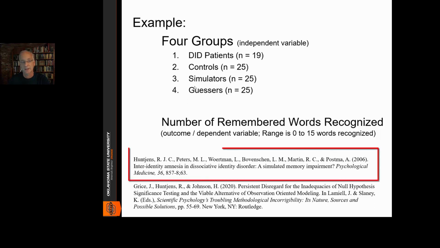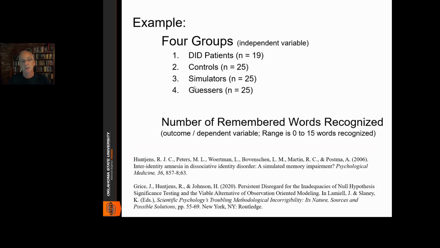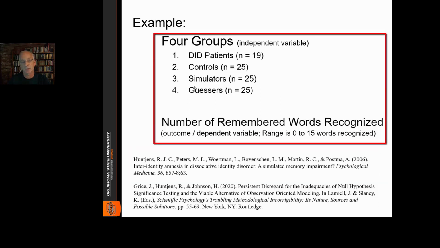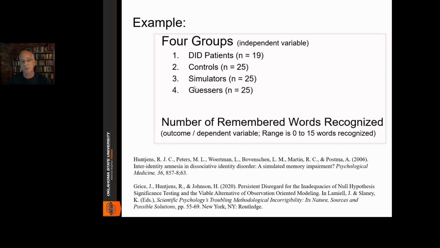Let me show you how I analyzed the data from this dissociative identity disorder study using the build test model feature in the OOM software. Now recall in the study, the independent variable was comprised of 4 groups, as you can see on the screen here. And the dependent variable, or the outcome variable, was the number of words correctly recognized, and that could range from 0 to 15 as whole numbers.